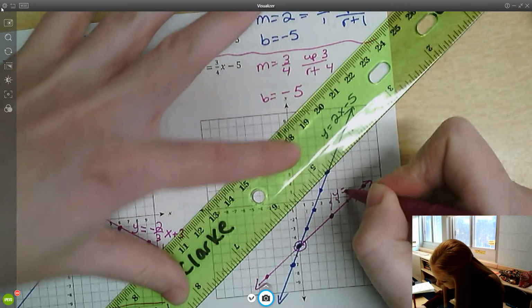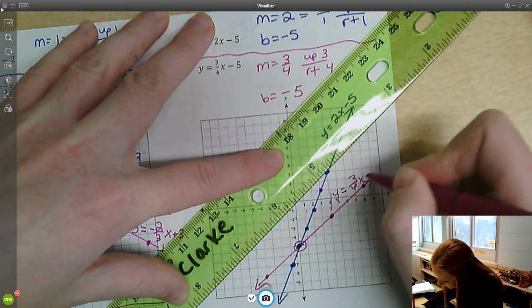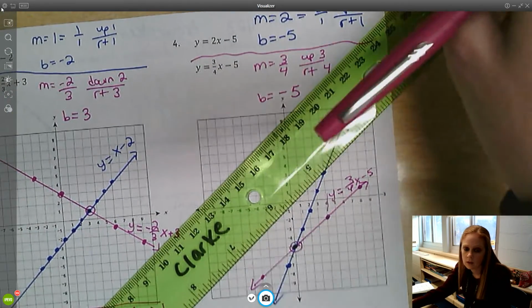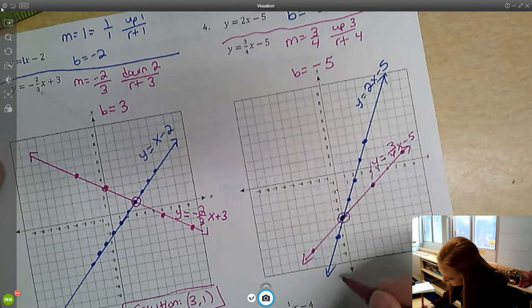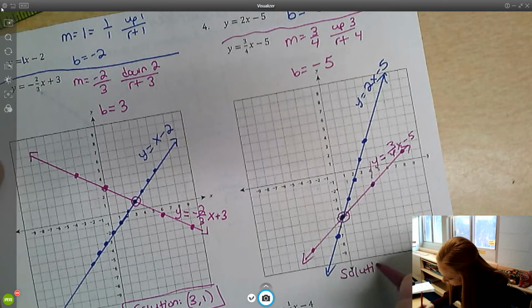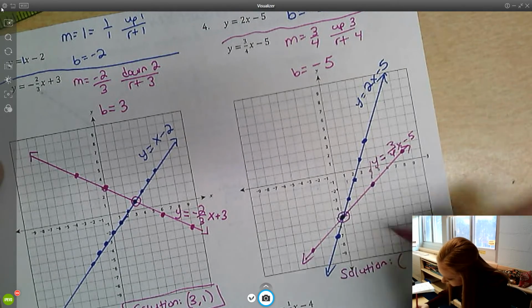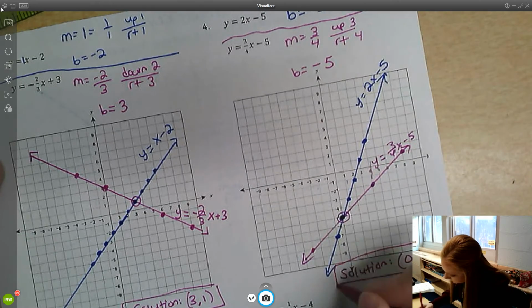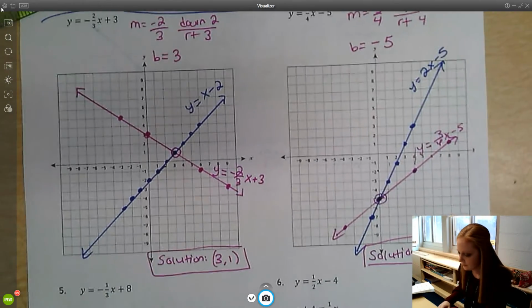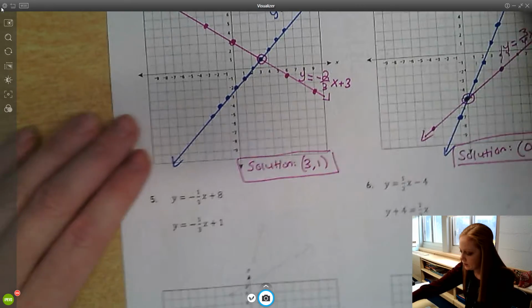And this one was y equals 3/4 x minus 5. And our solution, our point of intersection, is right here at the y-intercept. The y-intercept of both those lines is the solution, and that's the point (0, -5). Okay, 2 more to try.